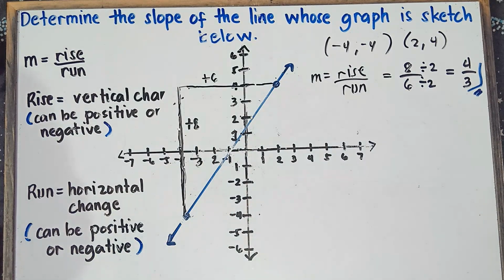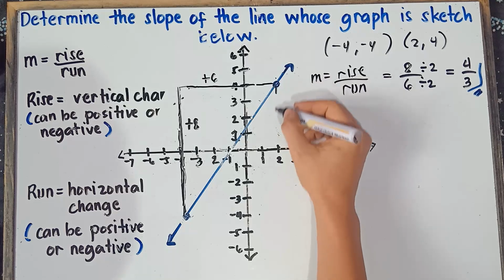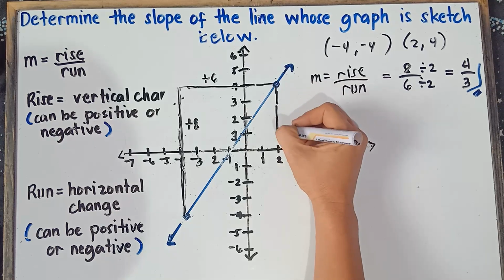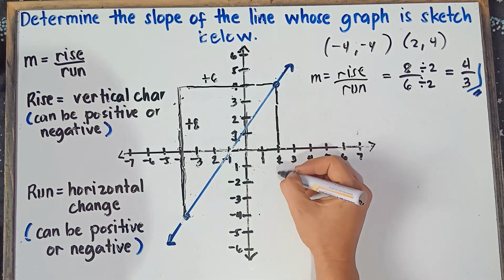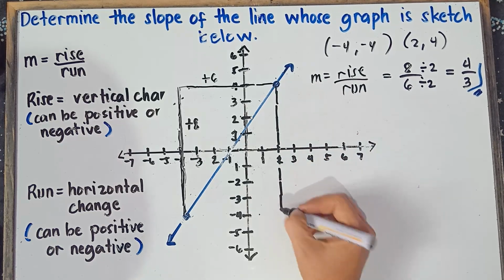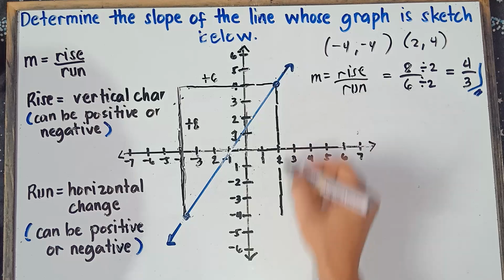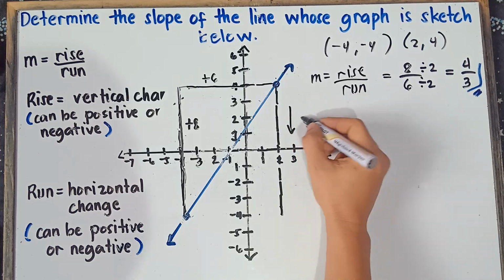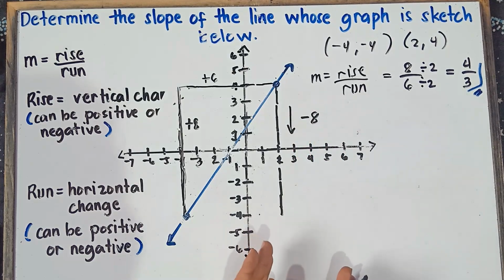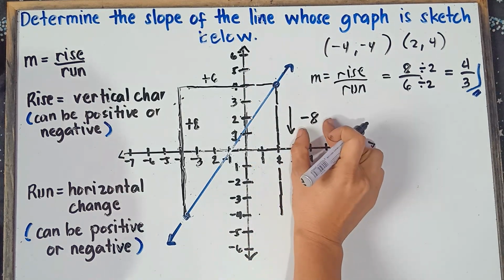Alright, let's try that. So 1, 2, 3, 1, 2, 3, 4, 5, 6, 7, and then 8. So our rise, that would be negative 8 because we go down. Once again, class, going downwards, it should be negative. So the rise, that would be negative 8.